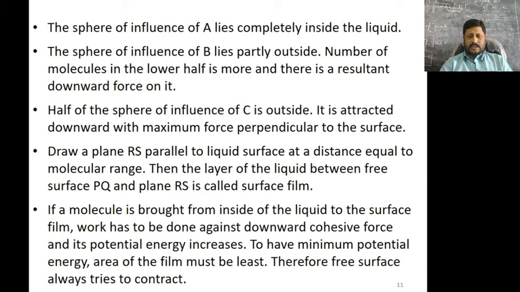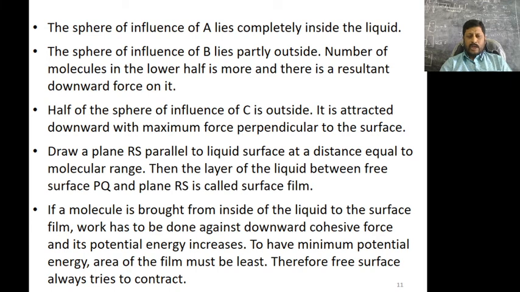The sphere of influence A lies completely inside the liquid. The sphere of influence B lies partly outside. The number of molecules in the lower half is more, so there is a resultant downward force on it. Whereas in the case of C, where half of the sphere lies outside the liquid, it is attracted downward with maximum force perpendicular to the surface.